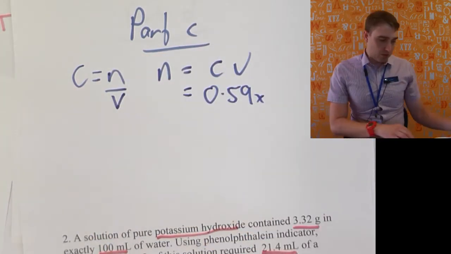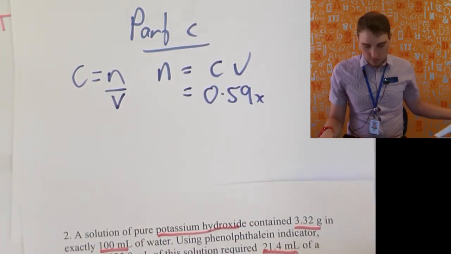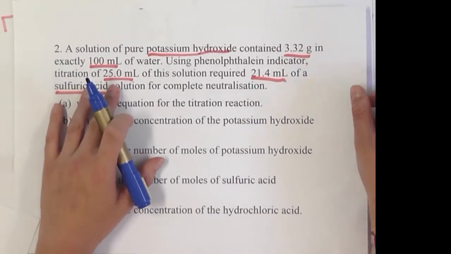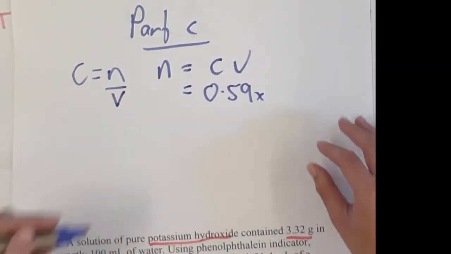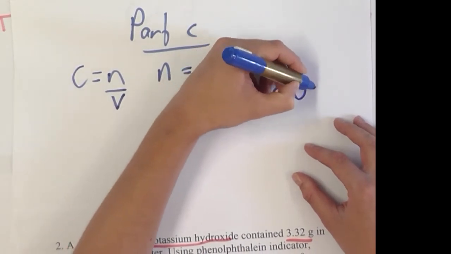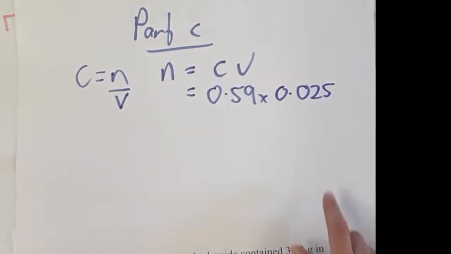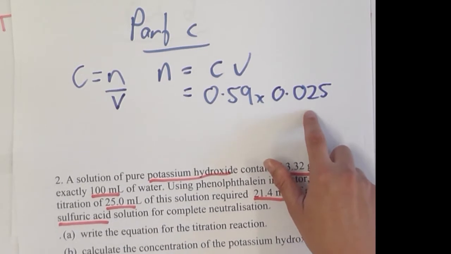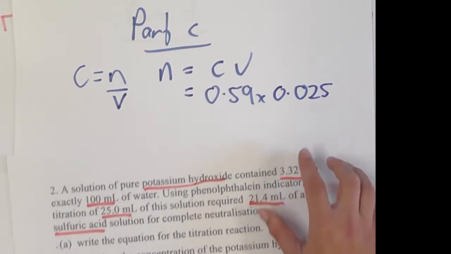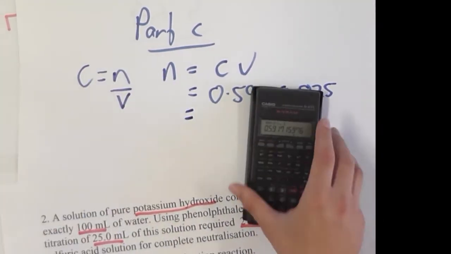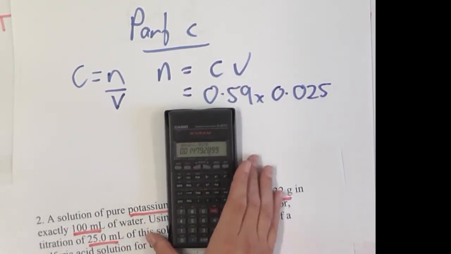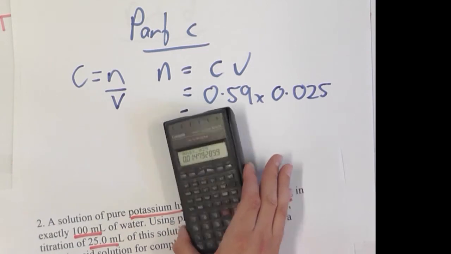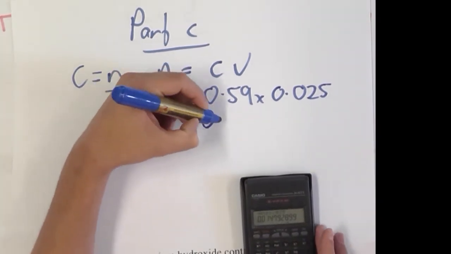And our volume is the 25 mils that we used when we compared it. So 25 mils is 0.025. Make sure you remember to turn that into litres. That's where a lot of people make mistakes. Put that in our calculator, so we're just going to times that number by 0.025. We get 0.0147.